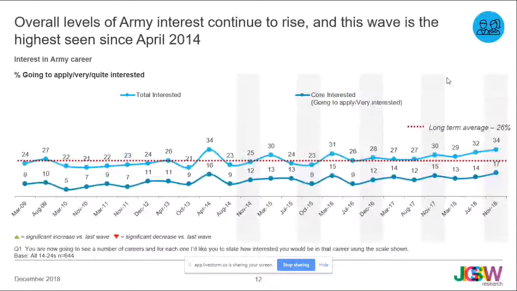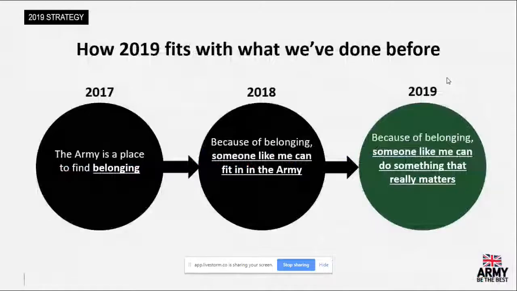This is just an example of Army interest, which is something else that we track. It's one of our key KPIs that we look at. And that's where we look at also parents in that space as well. So I'm going to talk a little bit about this year's campaign, which I'm sure a lot of people have seen.